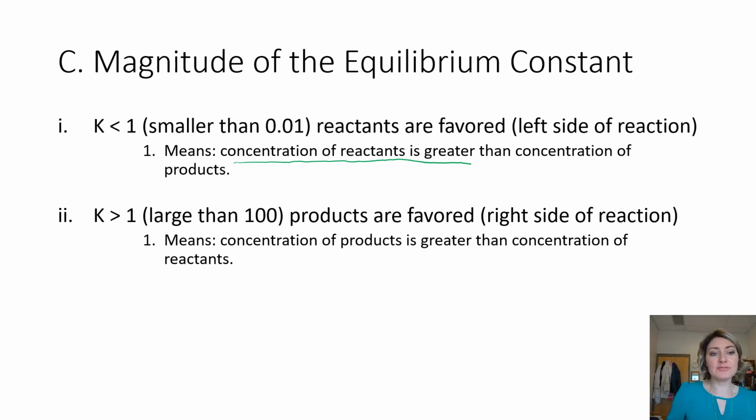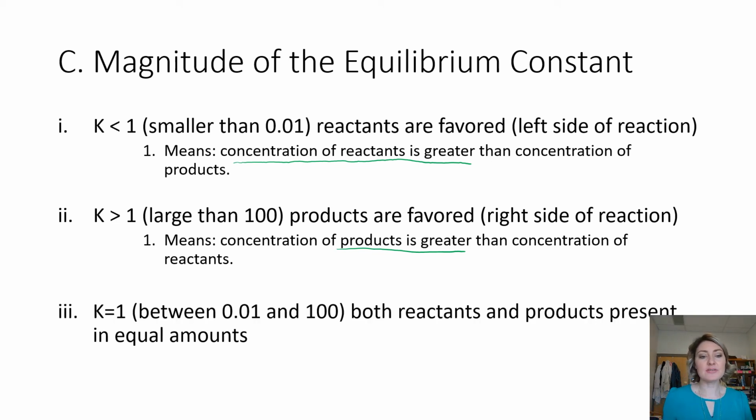All right, so if your K value is larger than 1, and I don't mean just like it happens to be 2, but I mean it's larger than 100, it's a really big number, then your products are favored, or the product side, the right side of the equation, is favored. What this essentially means is that the concentration of your products is greater than the concentration of the reactants at equilibrium when the forward reaction rate is equal to the reverse reaction rate.